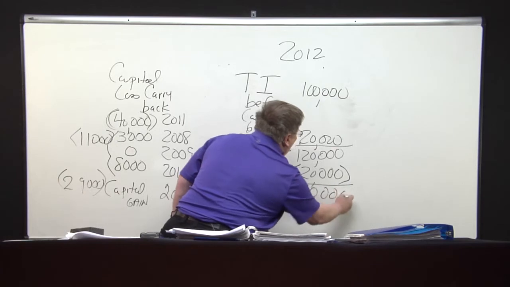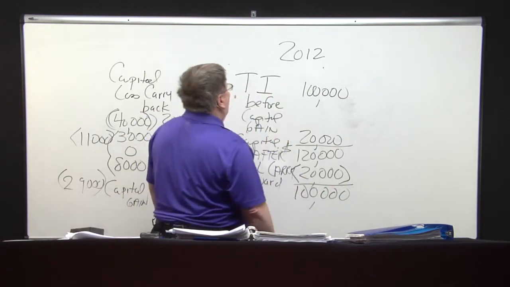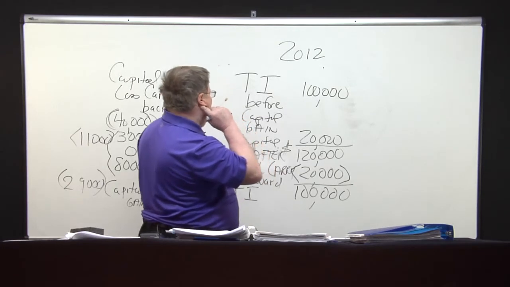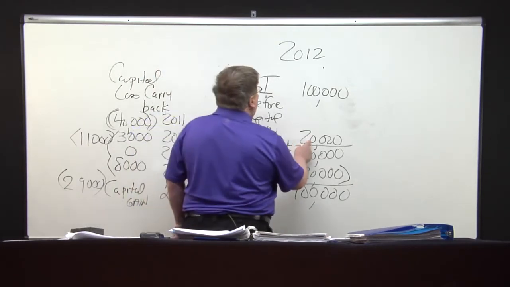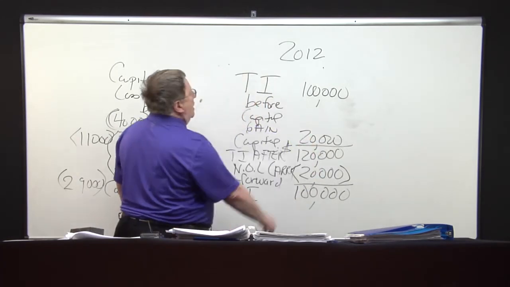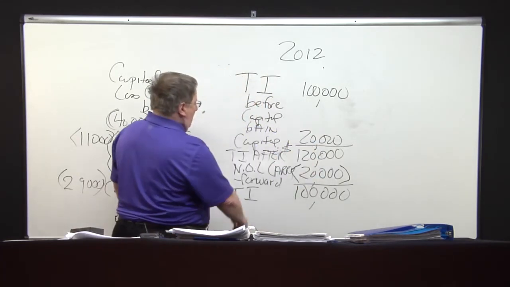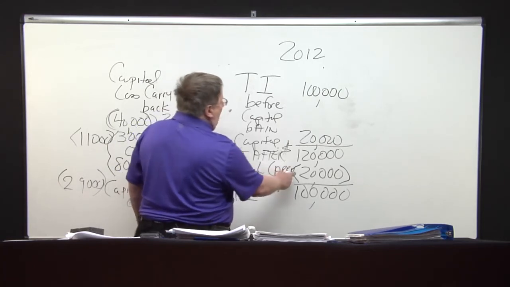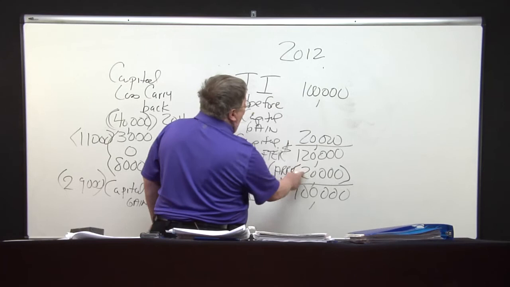And that will give me a taxable income of $100,000. Now, what is the reconciling item? The reconciling item is the item that is not in both the taxable income and the books. The capital gain is in the taxable income and the books. It's not a reconciling item. It doesn't appear on Schedule M1. But the net operating loss carry forward is only a deduction on the tax return, but not on the books.